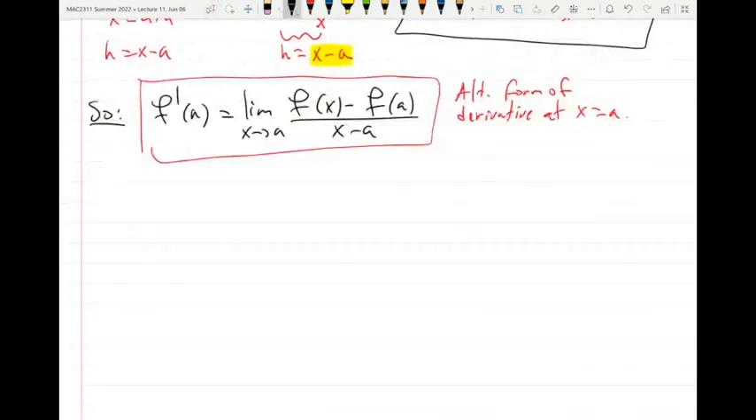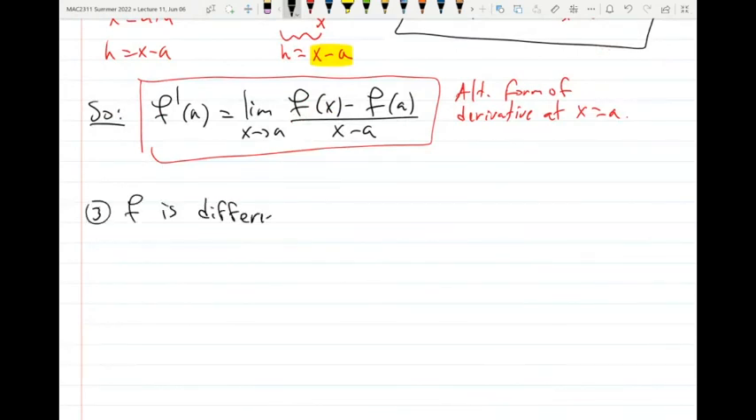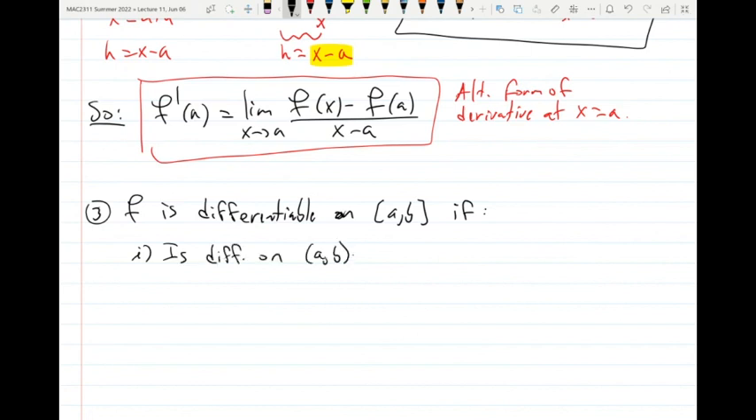So, f is differentiable on the closed interval [a, b] if, first, it has to be differentiable on the open interval. So inside the interval it has to be differentiable.